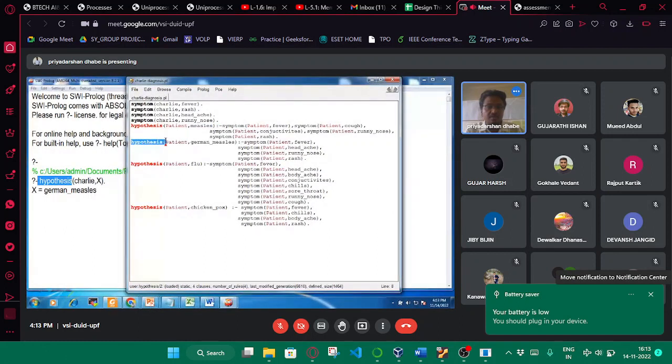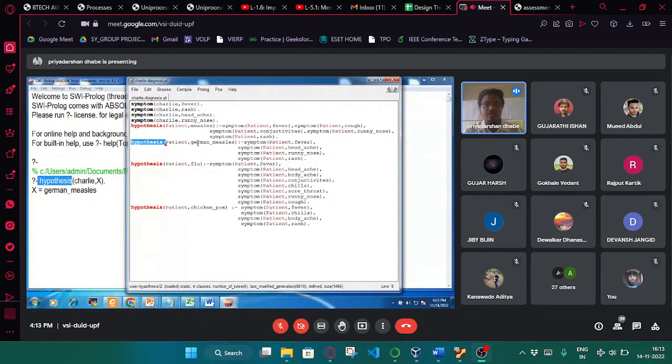This is the second rule now, and patient is again bound to Charlie, and we are interested to find out whether Charlie is suffering from German measles or not. Similarly, it will do this search, matching one after another. The fever, headache, runny nose, and rash, all of these four symptoms are matching, and hence X is said to be German measles, which is nothing but the second argument to this particular hypothesis. In this particular way, the program works.